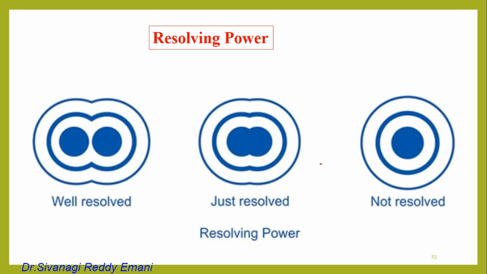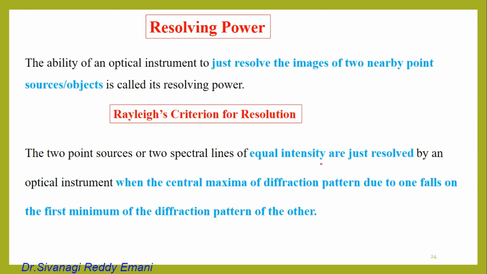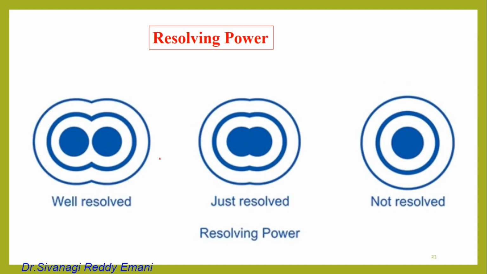Then we are going to see about the resolving power of a material. So what do we mean by resolving power basically? Resolving power is the ability of an optical instrument to just resolve the images of two nearby point sources or objects. Here we can see two points. They are separated, they are near, but they are well resolved. It means that we are able to distinguish between these two.